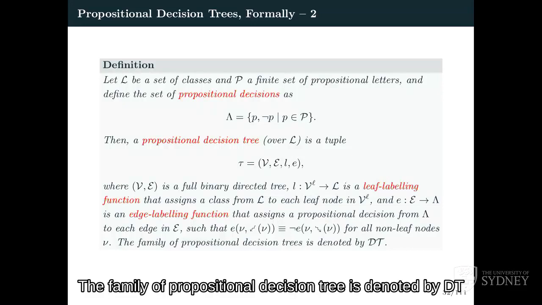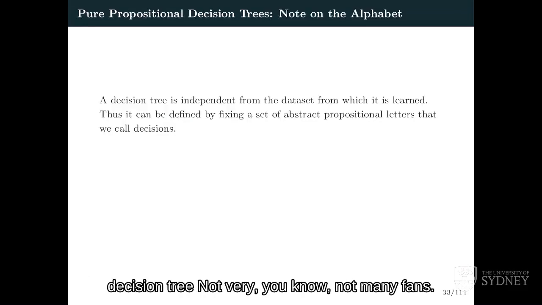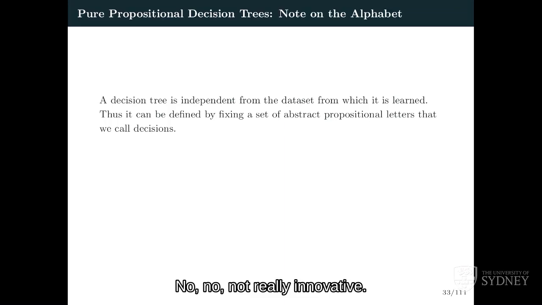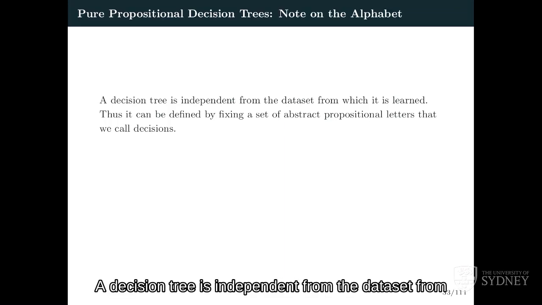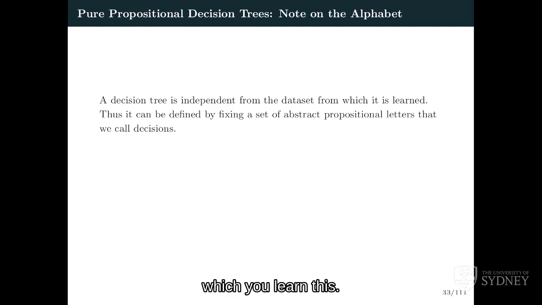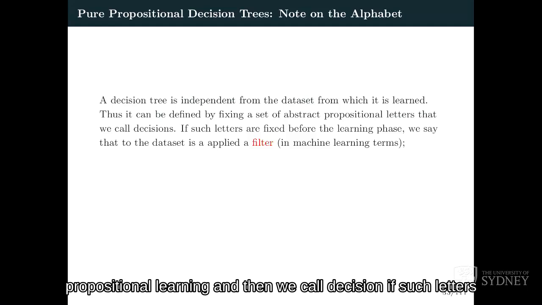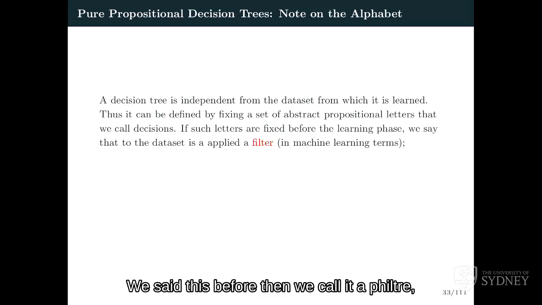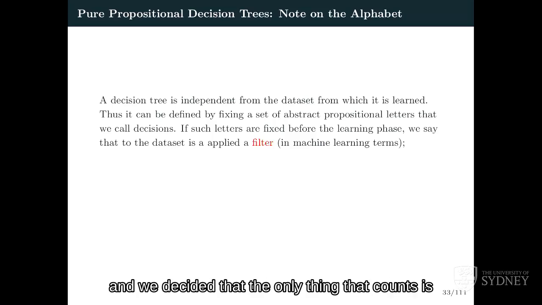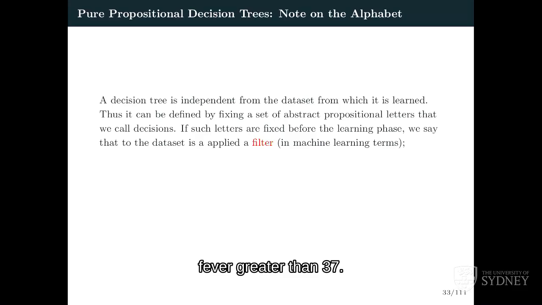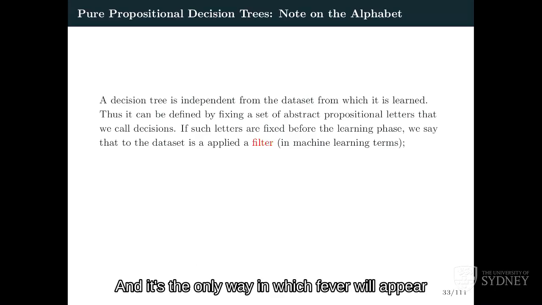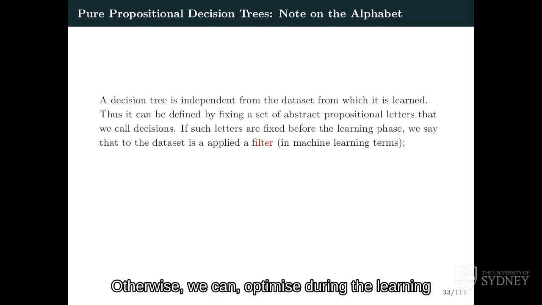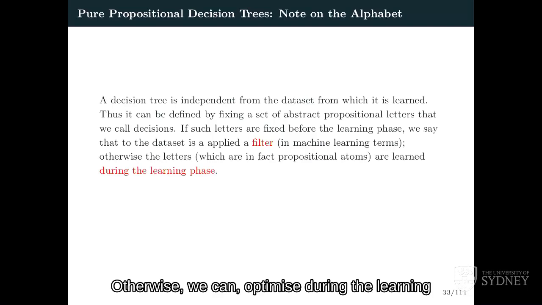The family of propositional decision trees is denoted by DT, decision tree. Not much fantasy, not really innovative. A decision tree is independent from the data set from which you learn. It can be defined by fixing a set of propositional letters, and then we call them decisions. If such letters are fixed before the learning phase, we said this before, then we call it a filter, and we decided that the only thing that counts is fever greater than 37. It's the only way in which fever will appear on our decision tree. Otherwise, we can optimize it during the learning phase.